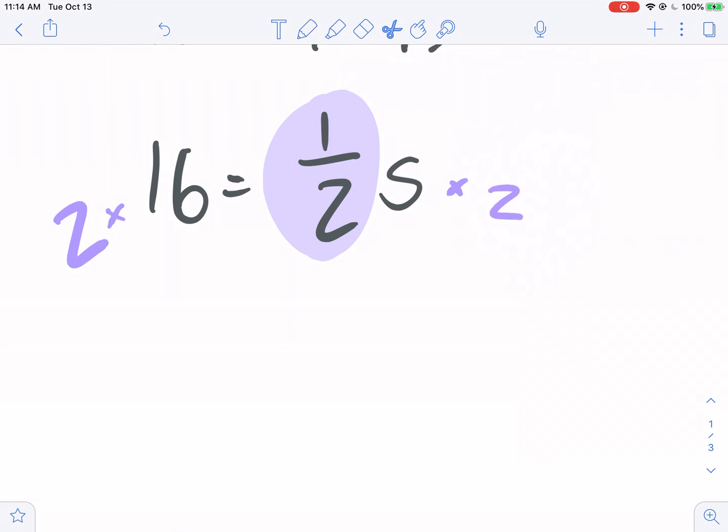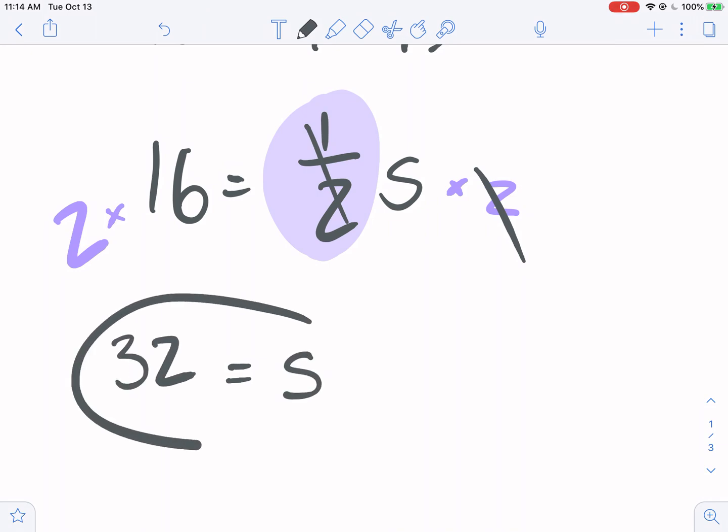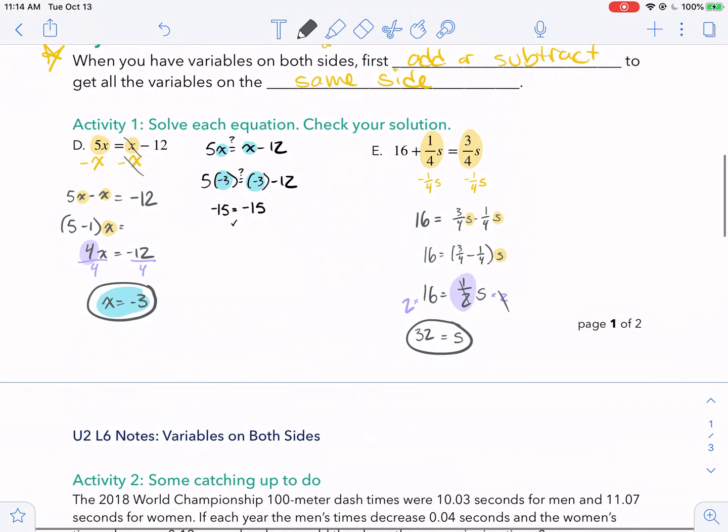Now, 1/2 times 2, those will cancel each other out. That's gone, so we're left with just s. And 2 times 16 is 32. So I claim that s is 32. Did I do it right? Well, let's check.